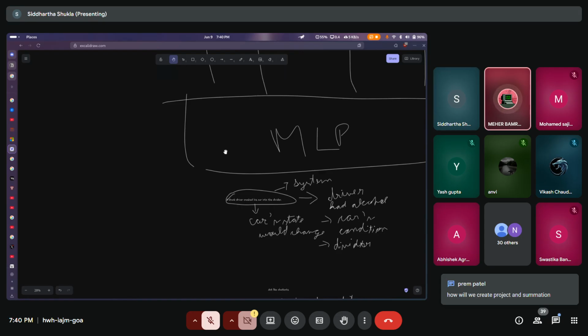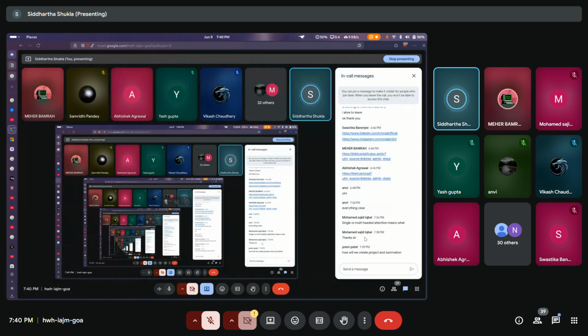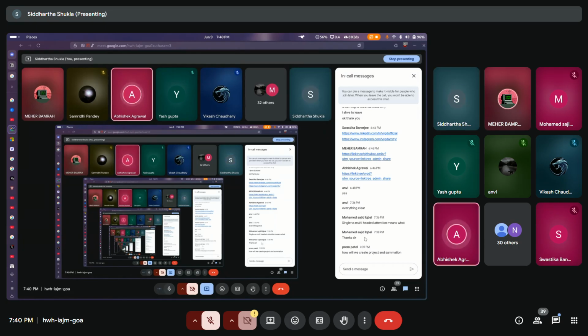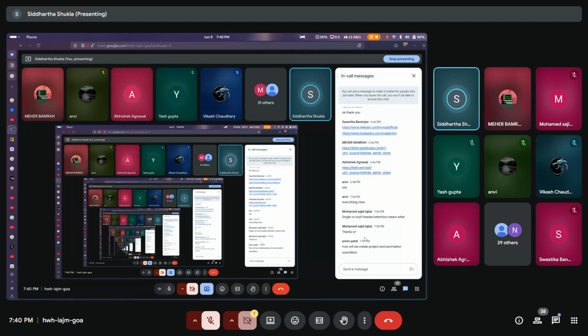Vedant, we have a question over here in the chat box. How will we create the project and submission? What do you mean by that? Submission, I think it's about submission, right? Yeah. Continue, Siddharth. No, I was just saying that I think Abhishek will be more suitable to answer that question.